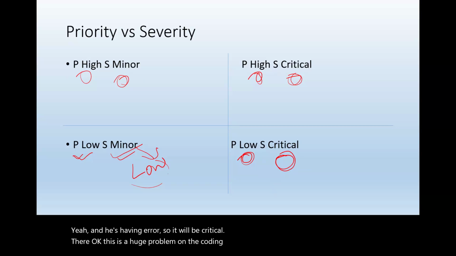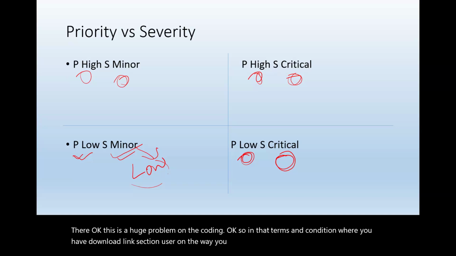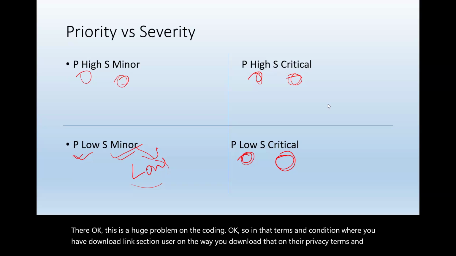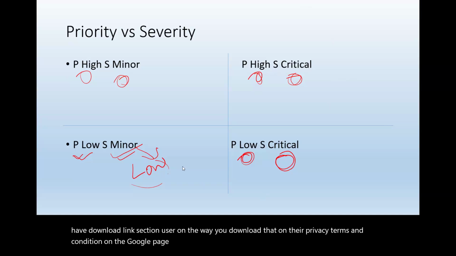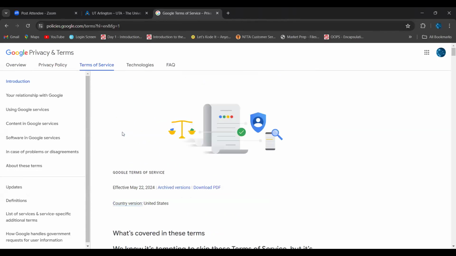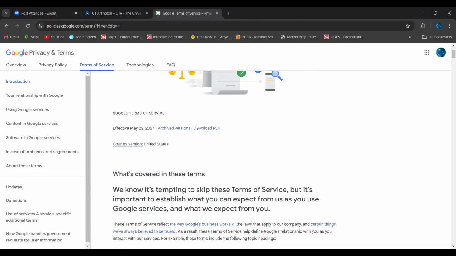So in that terms and conditions page, where you have a download link section, users don't really download that on the privacy terms and conditions on the Google page. So the priority is going to be low because you have fewer user landings here. You don't click on these archive versions, but the coding part of it is going to be severe because there is a huge problem in the code being developed. There is an error in the code, which is severe. But since fewer users are coming to this page, it will be of low priority. So it's going to fall under this quadrant.